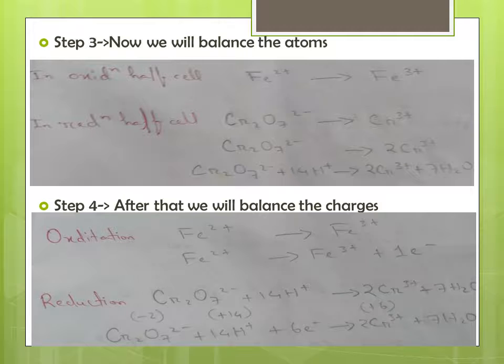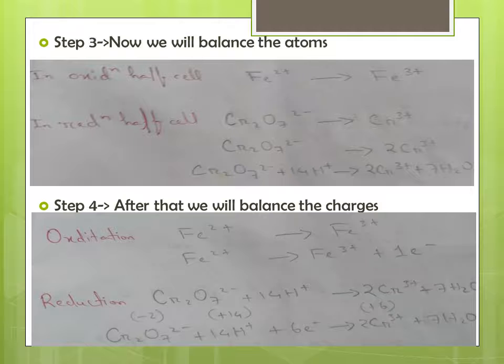So the net reaction right now in the reduction half cell is Cr2O7 2- plus 14H+ yields 2Cr3+ plus 7H2O. Now after the atoms were balanced, in the fourth step, we'll try to balance the charges.